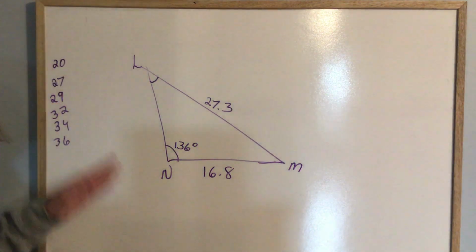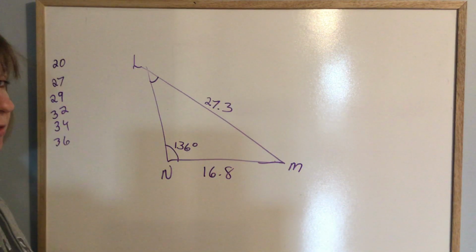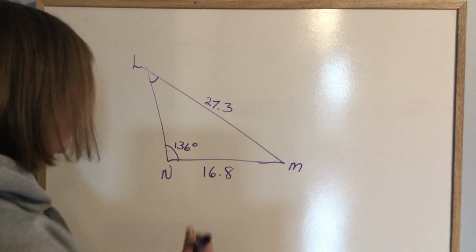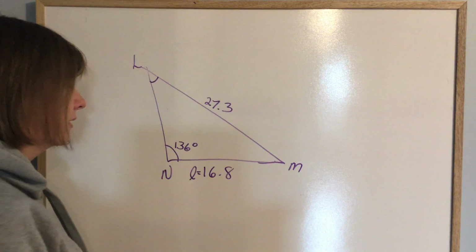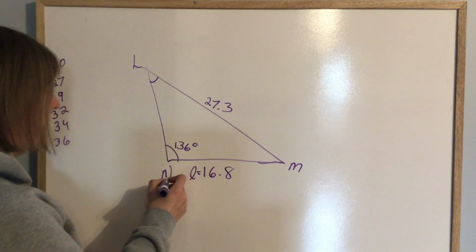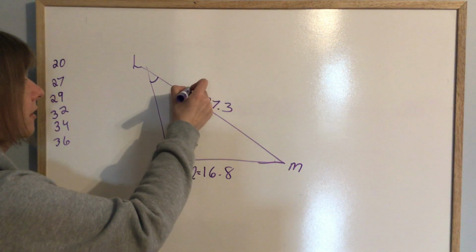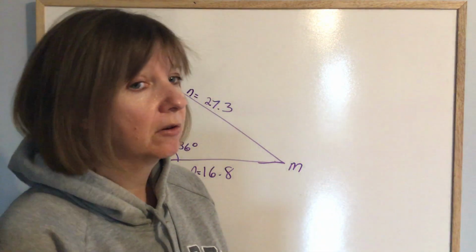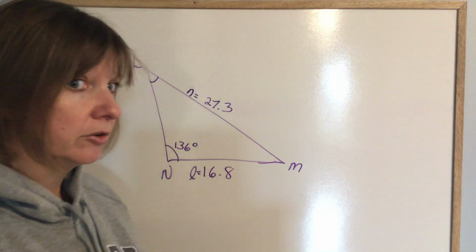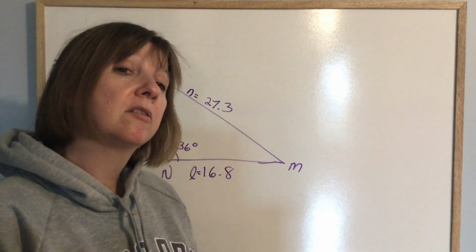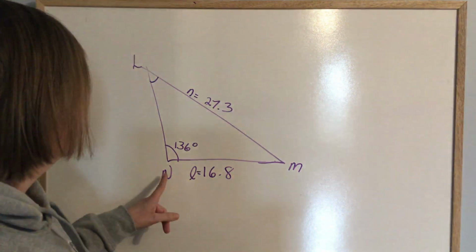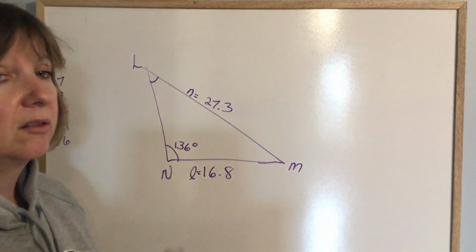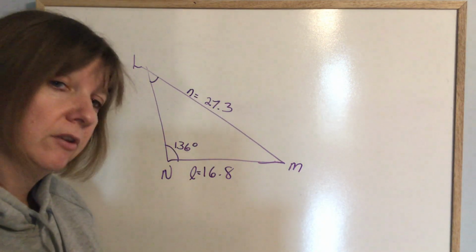So again, I'm only looking for the angle. I don't have to solve the whole triangle. I just have to find this. Now, I know side L is 16.8. I know angle N is 136. And I know side N is 27.3. And I know I can't use SOHCAHTOA because it's not a right angle triangle. So I either have to use law of sines or law of cosines. Because I know everything about the letter N, I know both the angle and the side, that means that I can use law of sines.